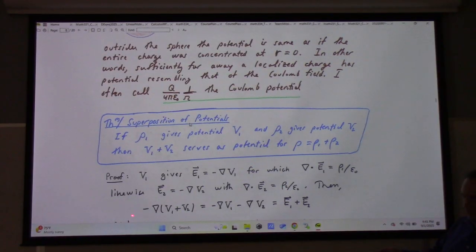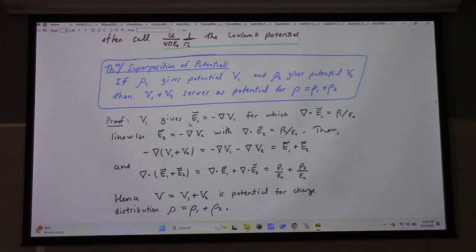Well, then if you take the gradient of V1 plus V2, by properties of linearity of the nabla, we have that, which is E1 plus E2, all right? So apparently the sum of the potentials serves as a potential for the sum of the fields, right? And not just that, the divergence of E1 plus E2 is given, of course, by the sum of the charge densities, which goes to show you that E1 plus E2 is in fact the electric field that is due to the sum of the densities. So it all goes together, yeah.